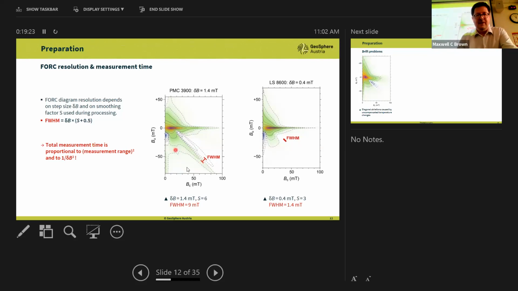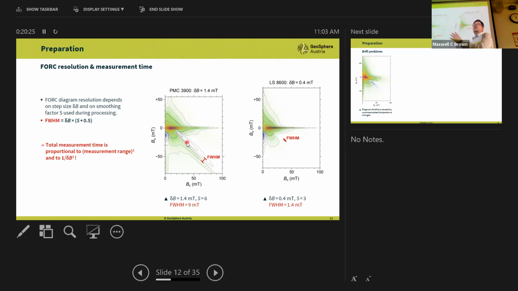In the left plot, you see a measurement done with the old VSM, the PMC 3900. The step size was 1.4 millitesla, and the smoothing factor was 6. The smoothing factor is used to reduce noise. The resolution can be defined as the answer to an infinitely sharp peak: how this peak is represented when you process the data, the full width at half maximum. The full width at half maximum is equal to the product of your field step, delta B, and the smoothing factor. So you have to keep that in mind. In the left example, the resolution is 9 millitesla. On the descending diagonal, this resolution is exactly the distance between the two diagonal ridges.